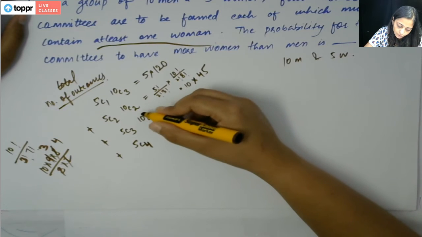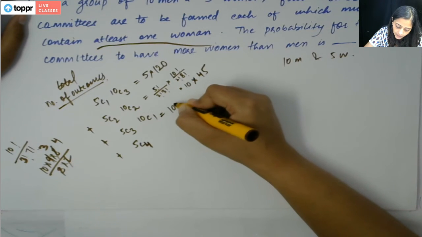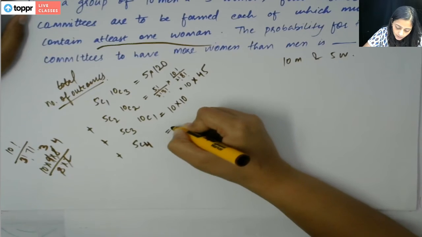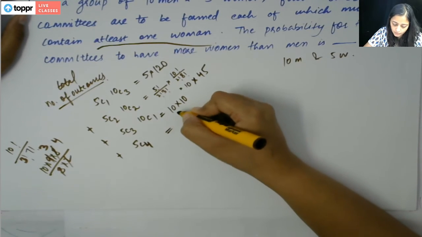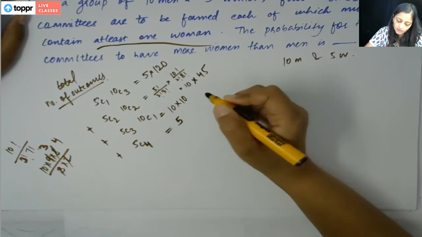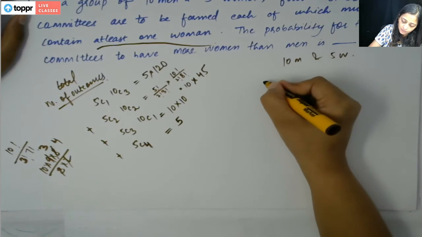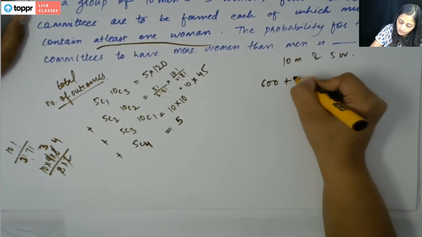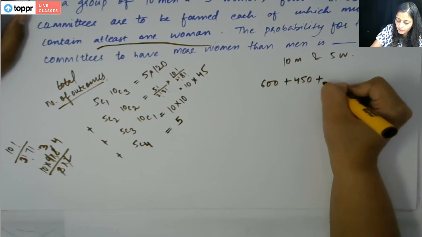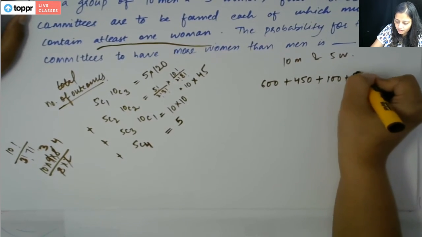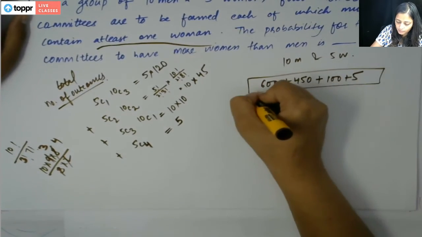And this is equal to 5C3 will also be equal to 10, and 10C1 is 10, and 5C4 is 5. So the total number of outcomes are 600 plus 450 plus 100 plus 5. These are the total outcomes.